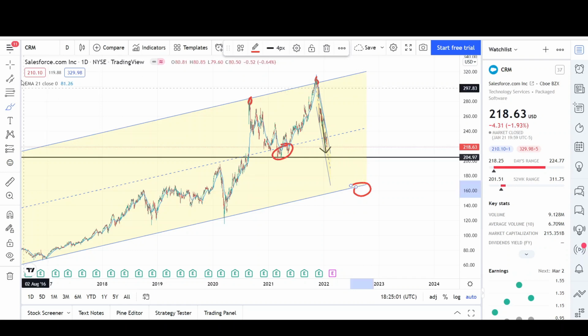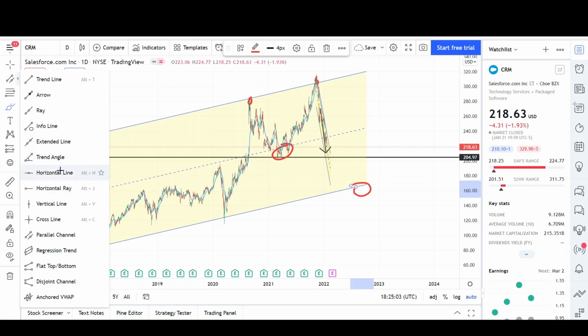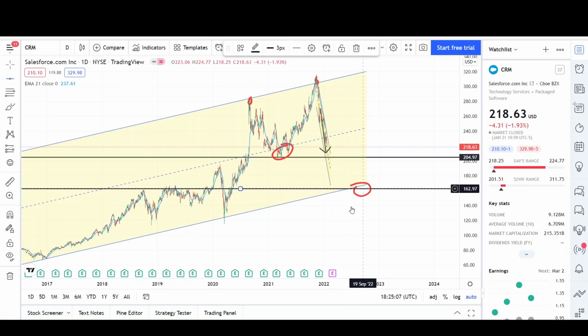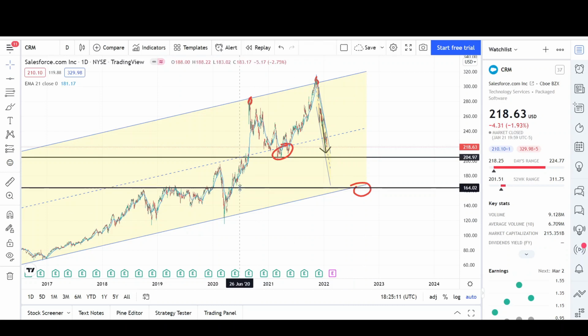So that's my all-time low target, or that's where I think Salesforce is going as of looking at the chart right now. So I think they want to reach that 162, probably the 165 level. So that's all I have for Salesforce.